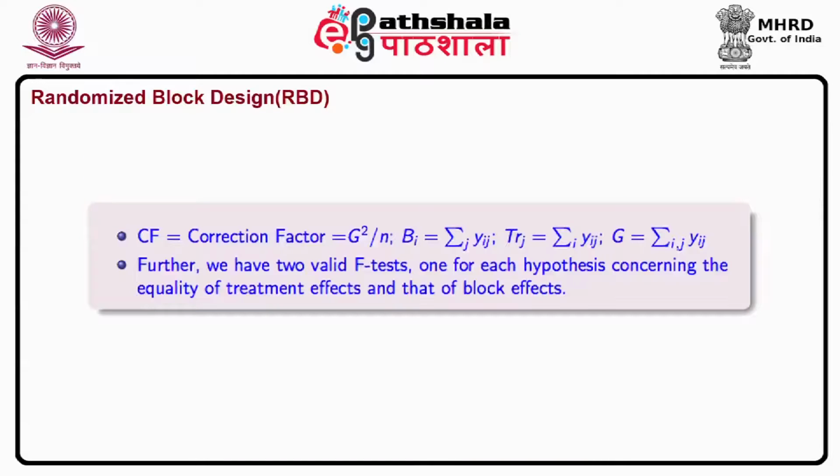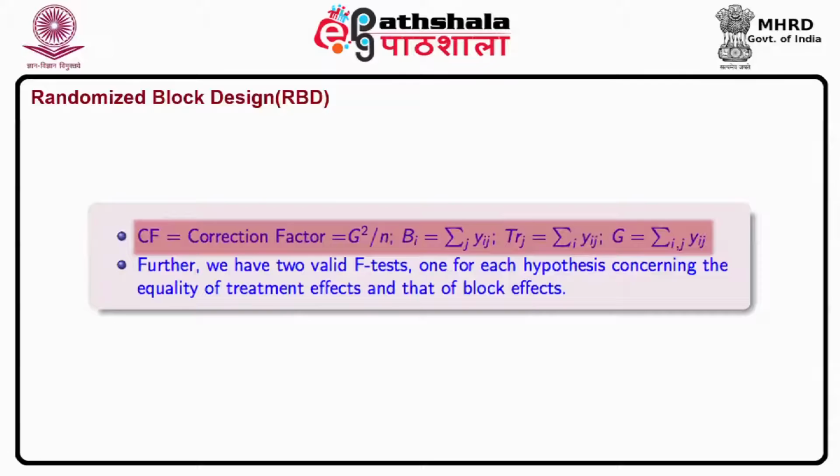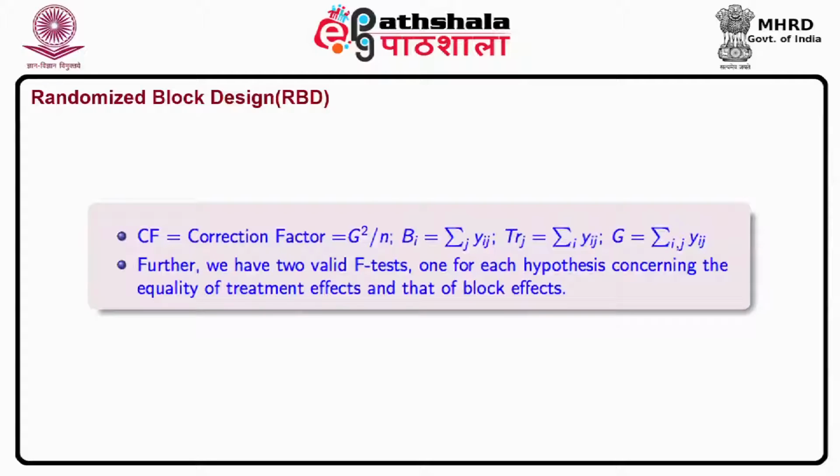And as I have told, CF is the correction factor, which is capital G square by N, and BI is equal to sum over J, Yij, and the treatment total TJ is equal to sum over I, Yij. And G is equal to sum over ij, Yij. That is double summation. That is the total sum.